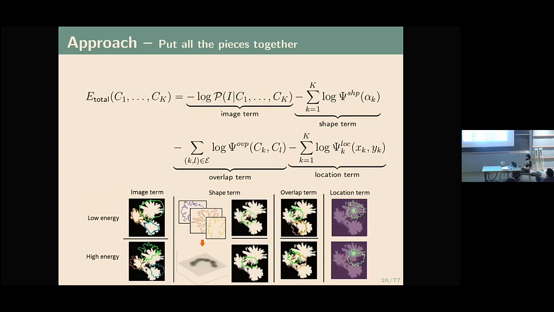As for the shape term, the contour shape should be feasible. In other words, they should be similar to contours that we're seeing during training. Contours should also not overlap. And the centers of the contours should lie near centroids that were discovered by mask RCNN. So that's all these four terms that we went through in the previous slides.